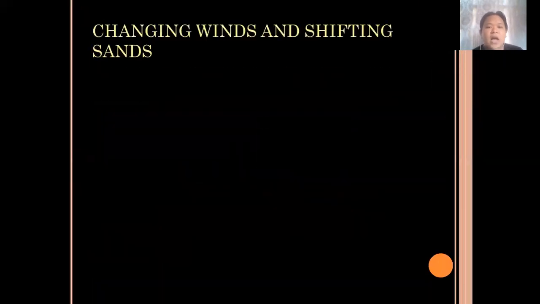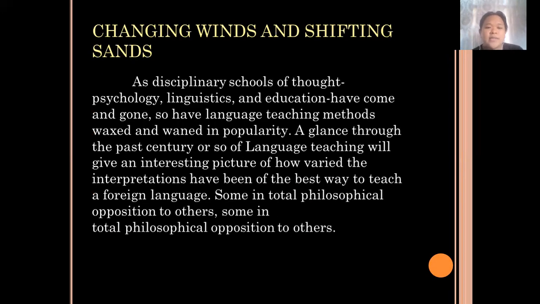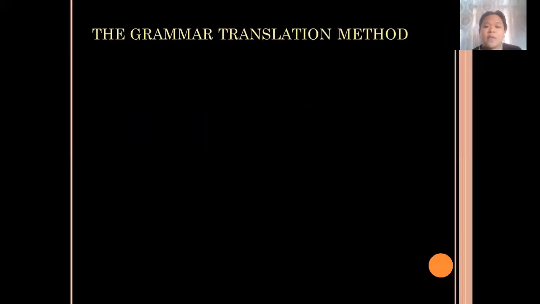The next is changing winds and shifting sands. As disciplinary schools of thought in psychology, linguistics, and education have come and gone, so have language teaching methods waxed and waned in popularity. A glance through the past century or so of language teaching will give an interesting picture of how varied the interpretations have been of the best way to teach a foreign language, some in total philosophical opposition to others. Okay, the next is the grammar translation method.